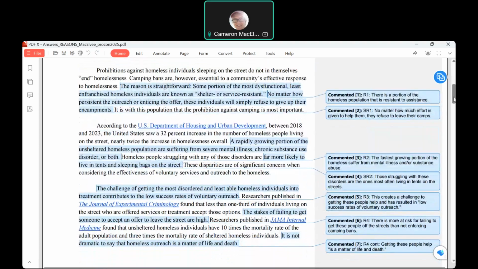We'll come down here to reason 2, also with a supporting reason. Why are bans effective? Because we have right here that the fastest growing portion of the homeless suffer from mental illness and/or substance abuse. Then after that, he gives a supporting reason to explain that. He says those struggling with these disorders are the ones most often living in tents on the streets.